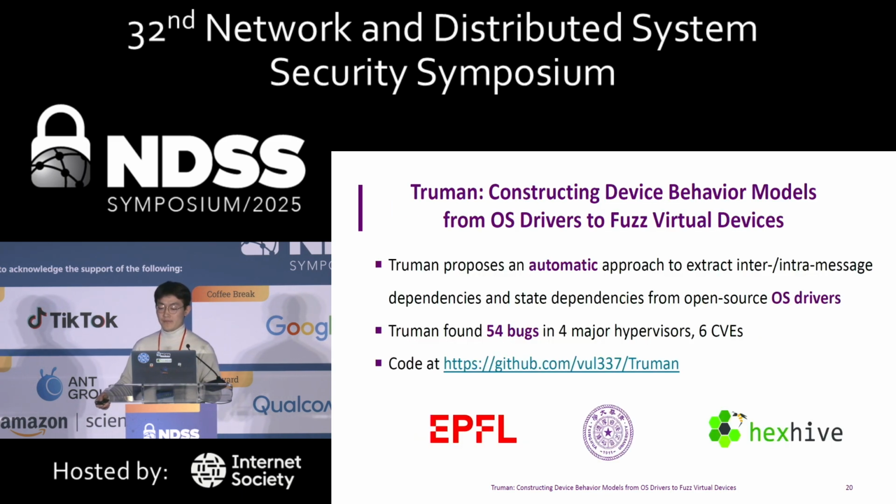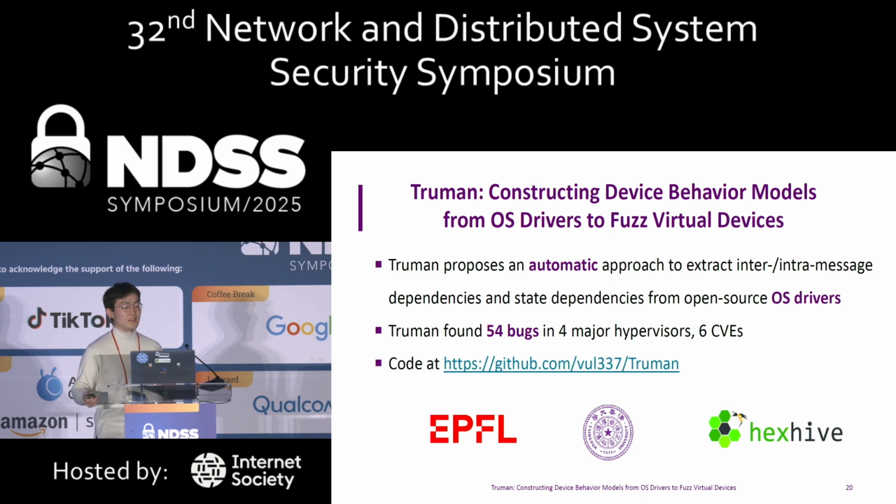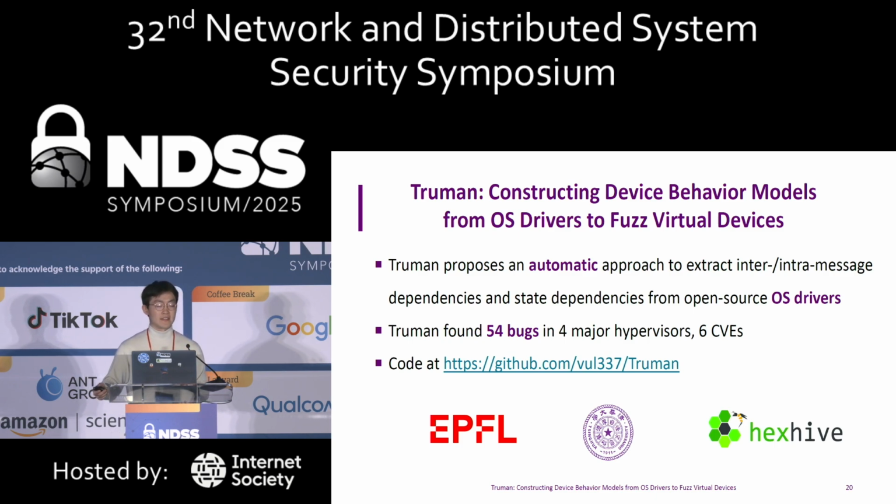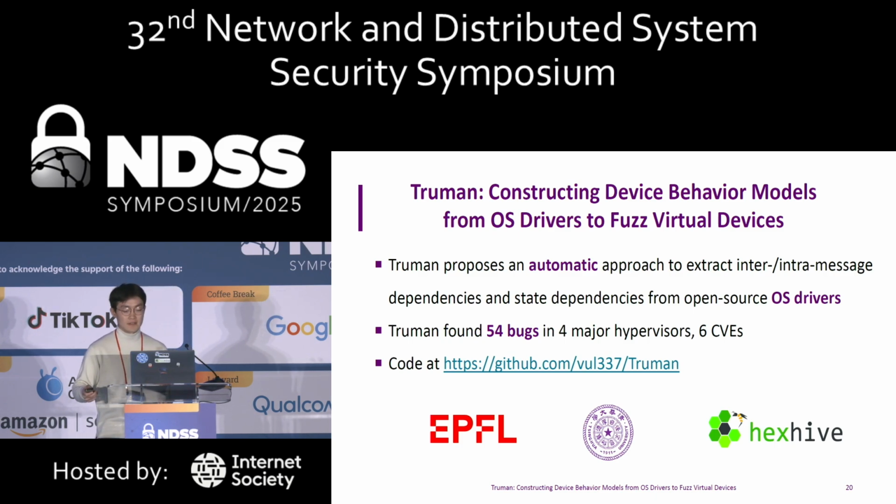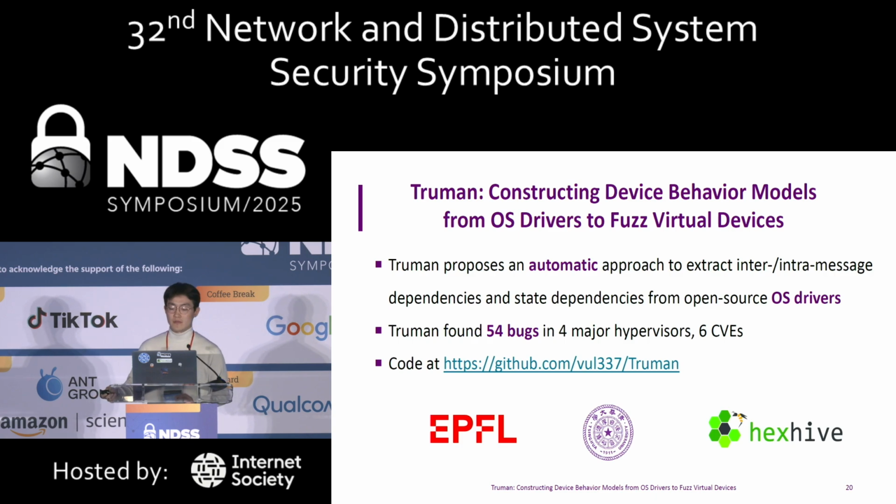In summary, Truman introduced a novel approach to fuzzing virtual devices by automating dependency extraction and enabling dependency-aware fuzzing. Our results demonstrate its effectiveness with high code coverage and significant vulnerability discovery. We believe Truman represents a step forward in securing hypervisors, and we invite collaboration through our publicly available source code on GitHub. And that's all.